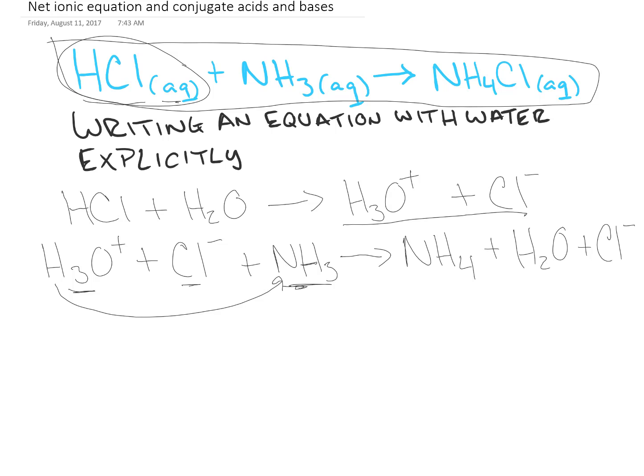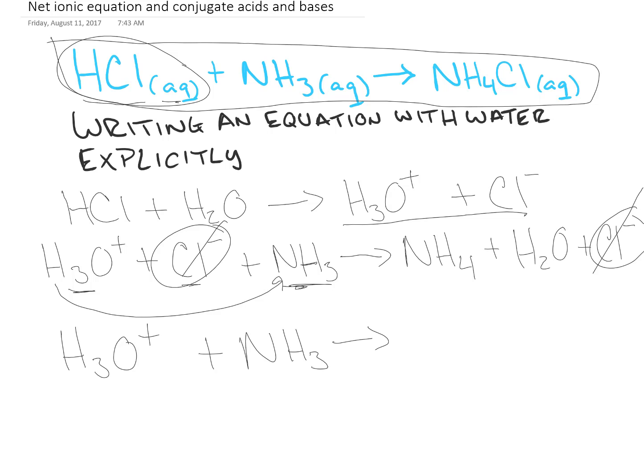So now our rules for our net ionic equation apply. So we have a spectator ion here and here. So these guys go away. So if I want to rewrite this equation, then I have H3O plus, NH3 goes to NH4. Whoops, and I forgot my sign there. NH4 plus, or ammonium ion, plus water. There's our net ionic equation.